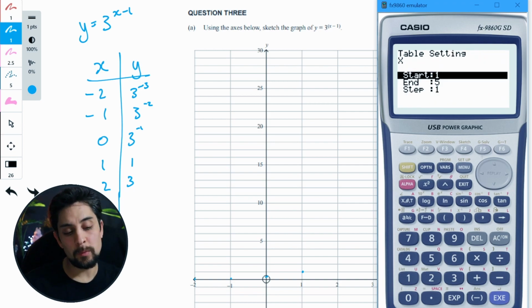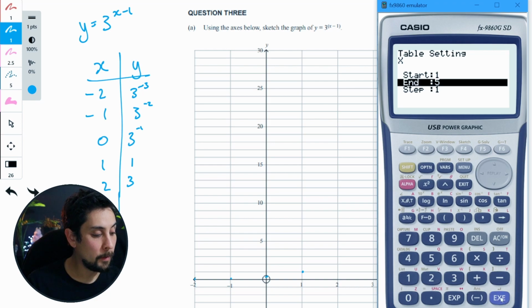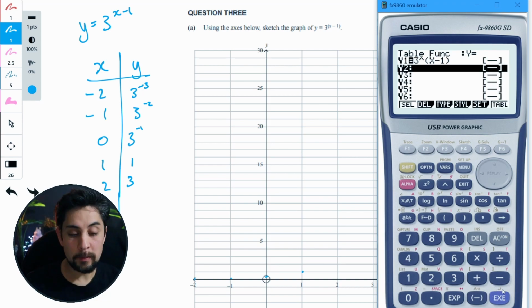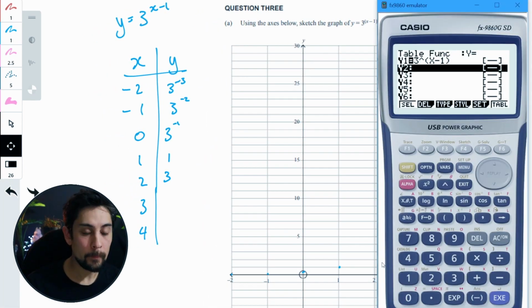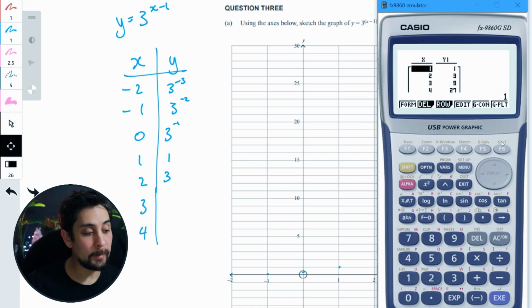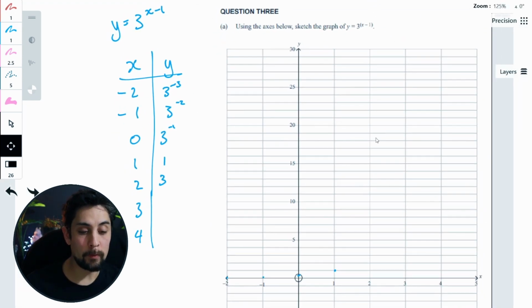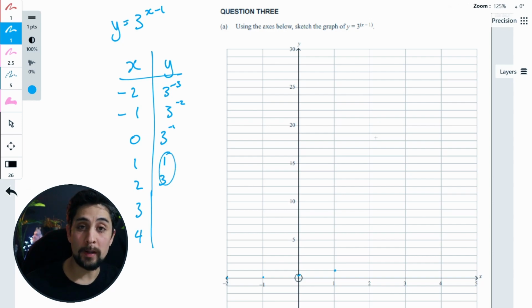We don't have too many numbers left, so let's start here at x equals 1. And then we're going to end at x equals 5, that's fine. I'm just going to move this table across a little bit, right to there. Press execute, and it gives us our table of values. 1 and 3 we already have right here, 1 and 3.